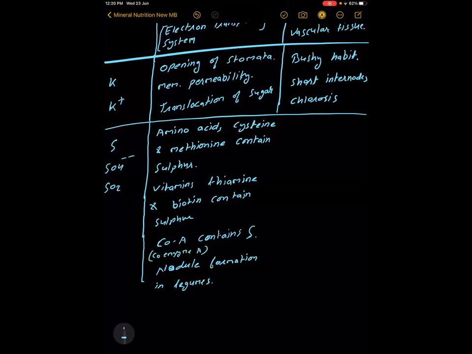It contains sulfur. That is also important in respiration. Coenzyme A is involved in decarboxylation of pyruvic acid to form acetyl coenzyme A, and this coenzyme A starts Krebs cycle. Fine. Nodule formation and the amino acid question, that is important. So nodule formation in legume is because of sulfur. If sulfur is absent, nodule formation is absent.